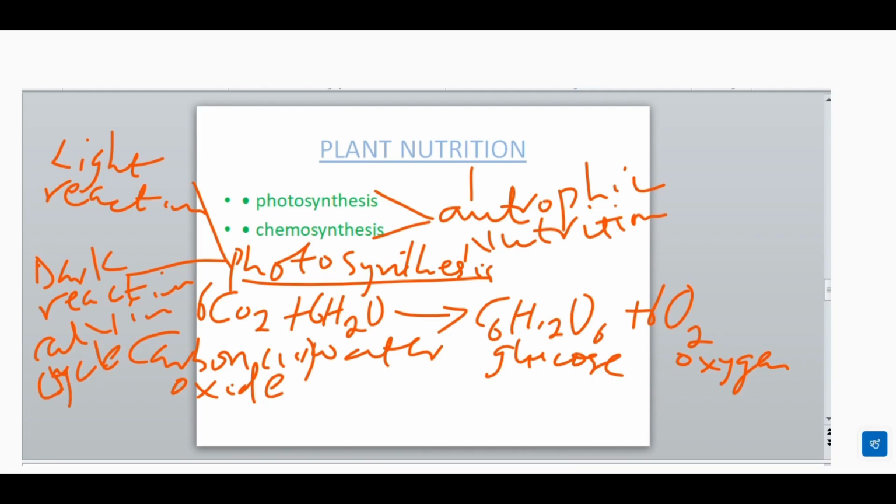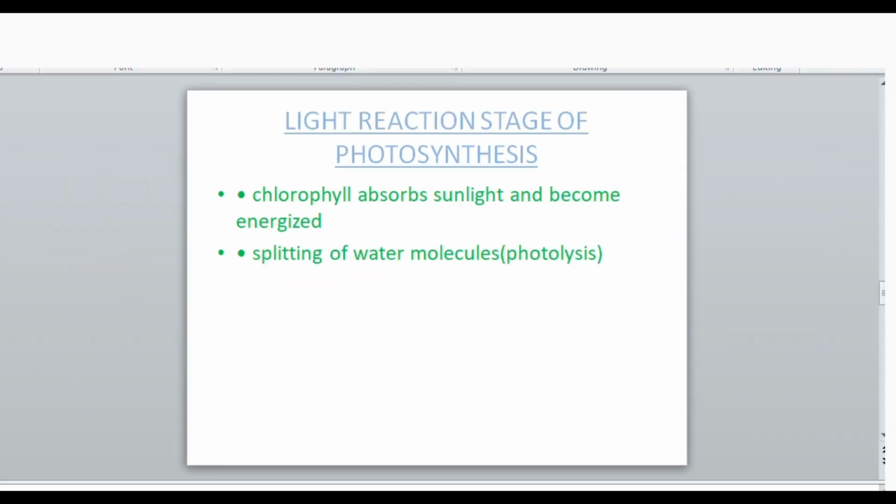Now, this is what actually happens in photosynthesis. The raw materials are the carbon dioxide and water, and sunlight must be present, and chlorophyll. Don't forget, sunlight and chlorophyll must be present for this process to take place. Let's talk about the light reaction stage of photosynthesis, or what we call the light dependent stage.